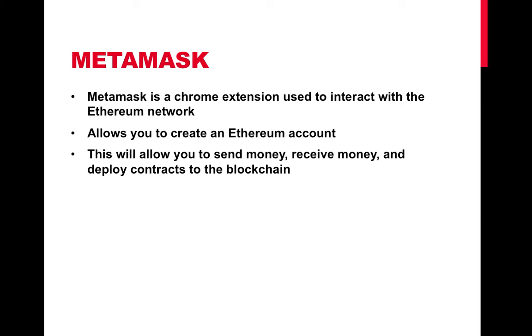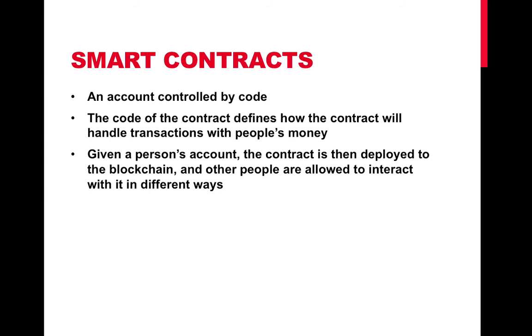So, enough about MetaMask. I've been talking about smart contracts for so long and we still don't know what they are. A smart contract is essentially an Ethereum account controlled by code. The code of the contract defines how the contract will handle transactions with people's Ether. Using your own account, you deploy the contract to the blockchain, and after that happens, people can access it and interact with it in many different ways. Alright, so there's my brief overview, so let's get right to coding.